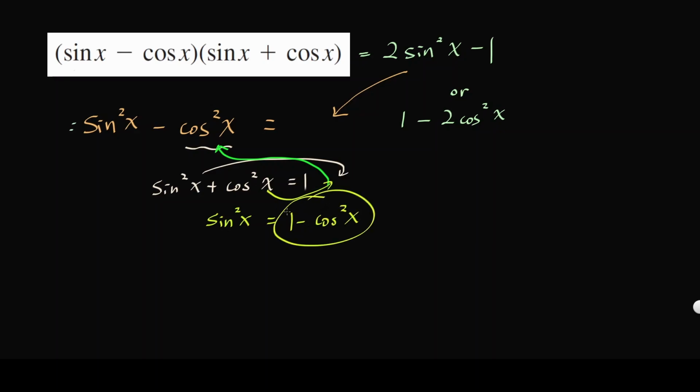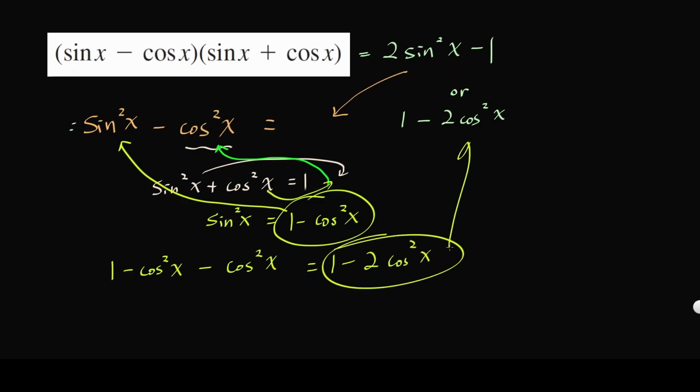And then we're going to substitute this instead of sin²x. So we get 1 minus cos²x minus, well, I don't have to put parentheses because there's no negative in front, so we go minus cos²x. That would give us the second answer there, because these two are like terms, so it's 1 minus 2 cos²x. Right there. Okay?